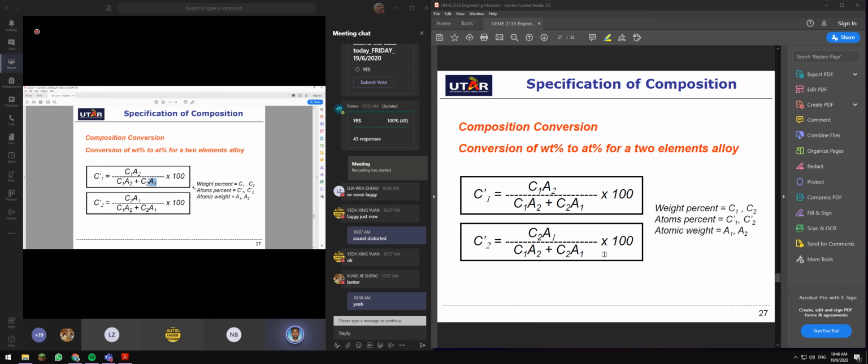All right. Same goes if you want to find the percentage of element 2, you use the reverse of it. C2 A1 divided by C1 A2 plus C2 A1, times 100.